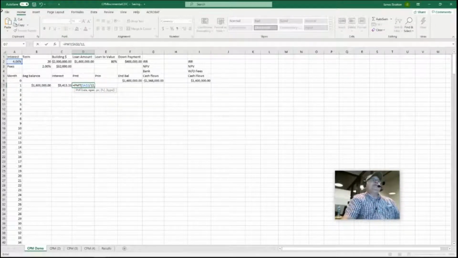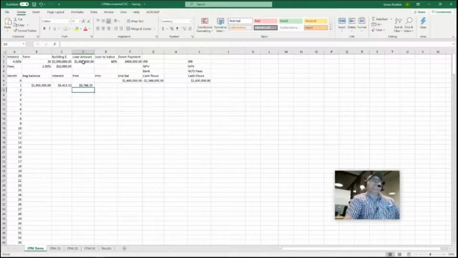And then what we need to do is have a term. So here's our term, and we want to freeze that. All right. And that's times 12, okay? And then we're going to put a comma. Now, these payments are going to start declining, so we have to come in here and do a negative. And then we're going to go to D2, which is our loan amount. We're going to freeze it, and then close the parentheses and hit enter. All right. So that's our payment.